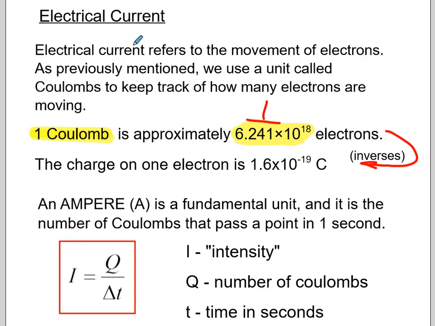So an ampere, an amp, is a fundamental unit, and it is the number of coulombs that pass a point in 1 second. Now you'd think they would have used an A, but no, they use an I and it stands for intensity. Q is the number of coulombs and T is time in seconds. So we'll be able to keep track of how many coulombs of charge, we won't measure the electrons directly, how many coulombs of charge pass a certain point.